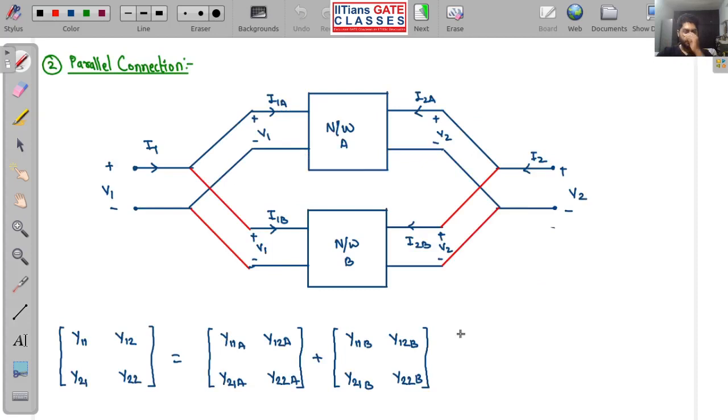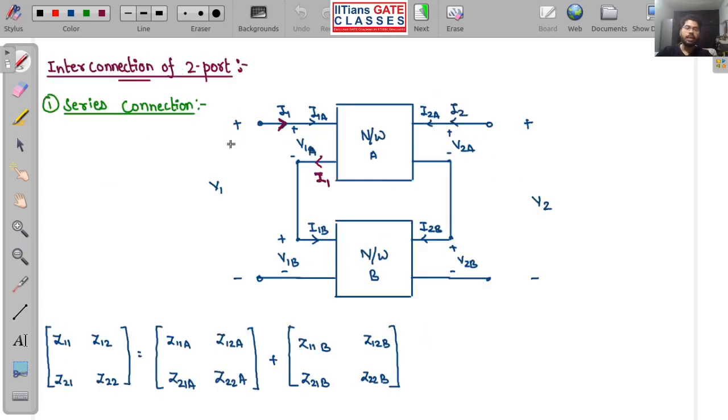Okay. Now similarly for a parallel network, for a parallel connection, my Y parameters will add. So here you can see, this input voltage is basically the same for network A and even for network B. Even the output voltage is the same for network A and network B. But current is divided. Previously you can see voltage was being divided. V1 is equal to V1A plus V1B, okay, you can see this. And V2 is equal to V2A plus V2B.